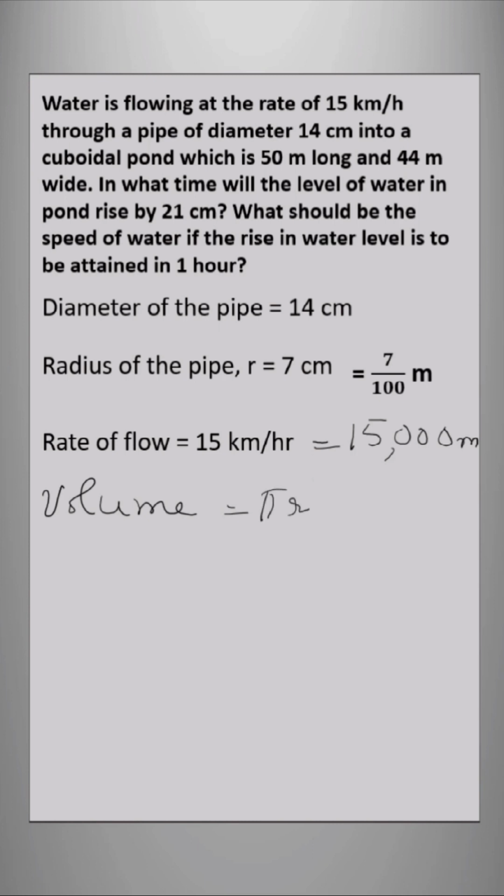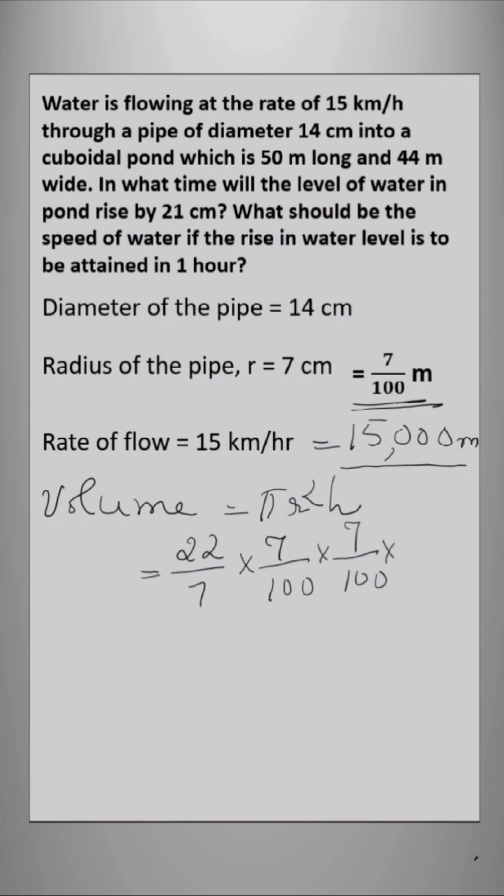pi r square h. Here pi is 22 by 7. Radius is 7 by 100, so r square is 7 by 100 whole square. This is the height of the cylinder, 15,000. We need not solve it. Just write it as meter cube.